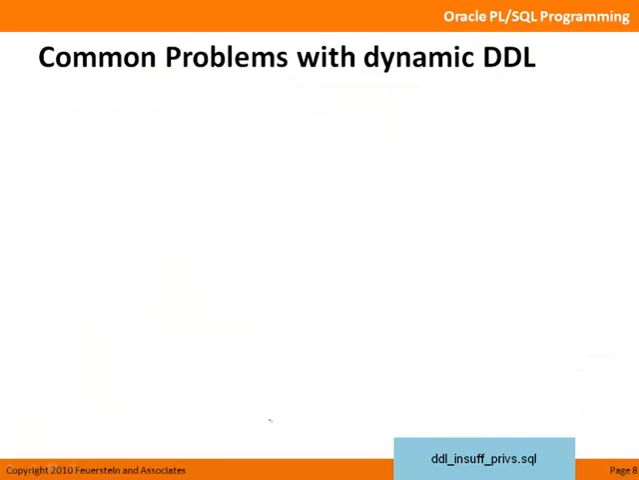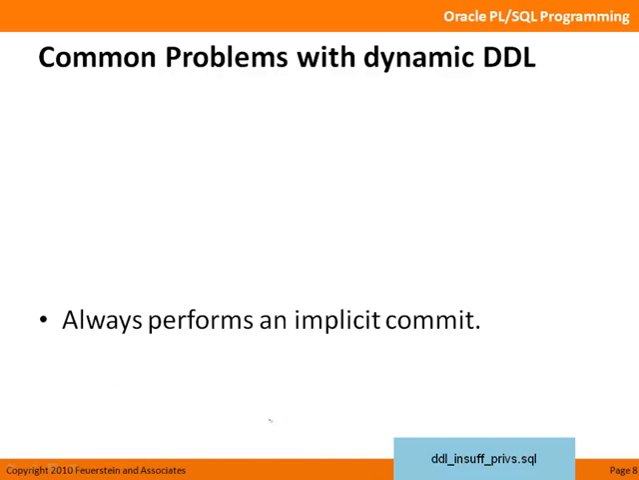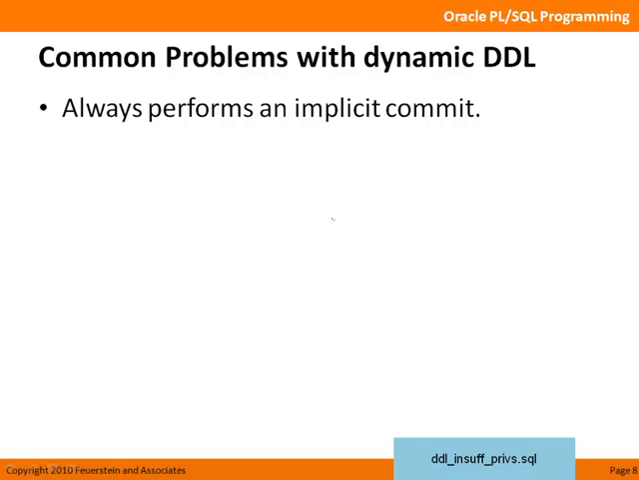Okay. Let's talk about some common problems or complications with dynamic DDL. As I mentioned before, it always performs an implicit commit, so make sure you can account for that. You'll be dealing with that in your code. Otherwise, you might consider using an autonomous transaction to narrow the scope of that commit, the propagation of the commit. I'll be talking about that more under best practices for dynamic SQL.